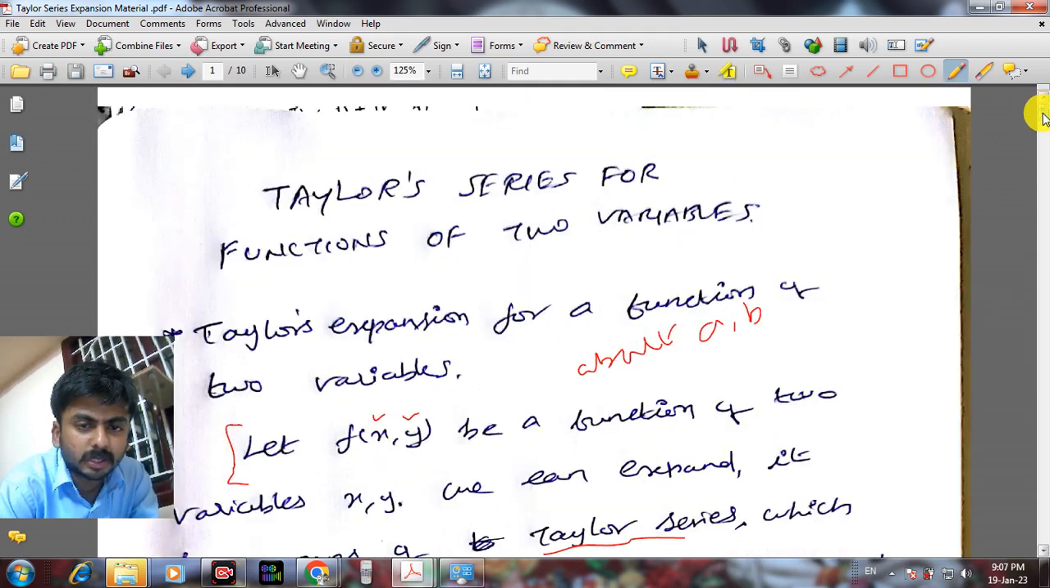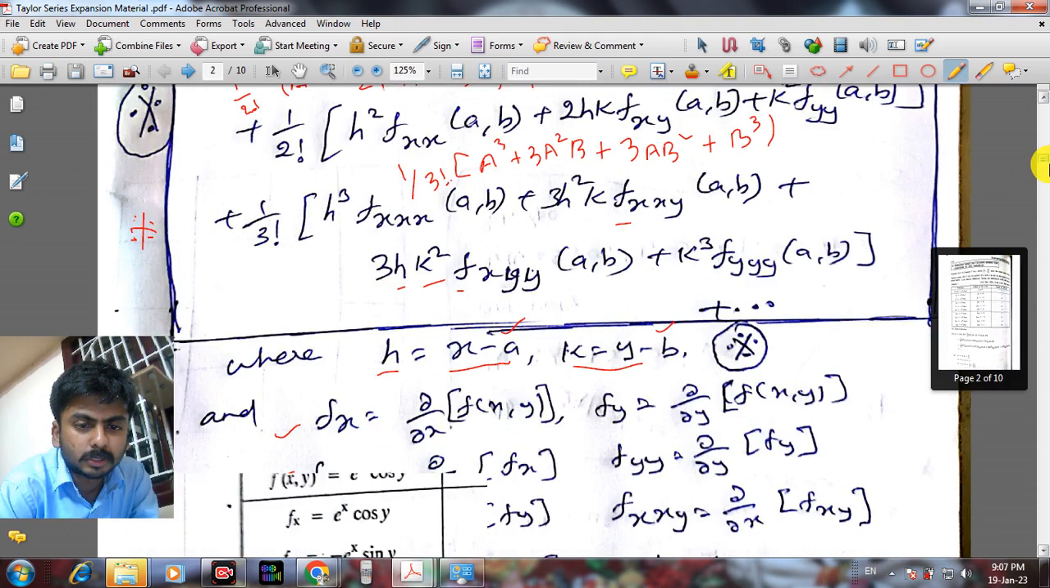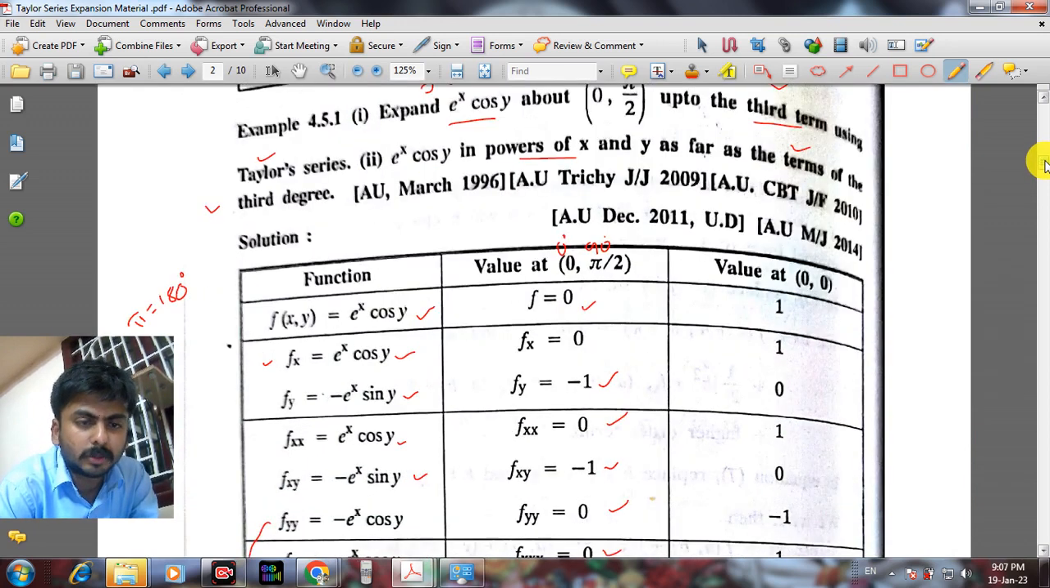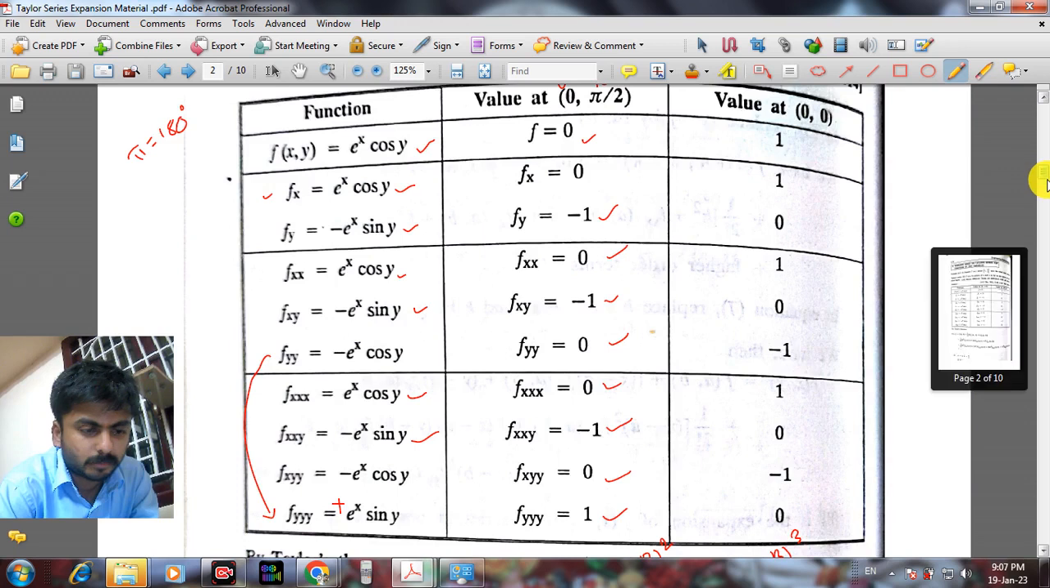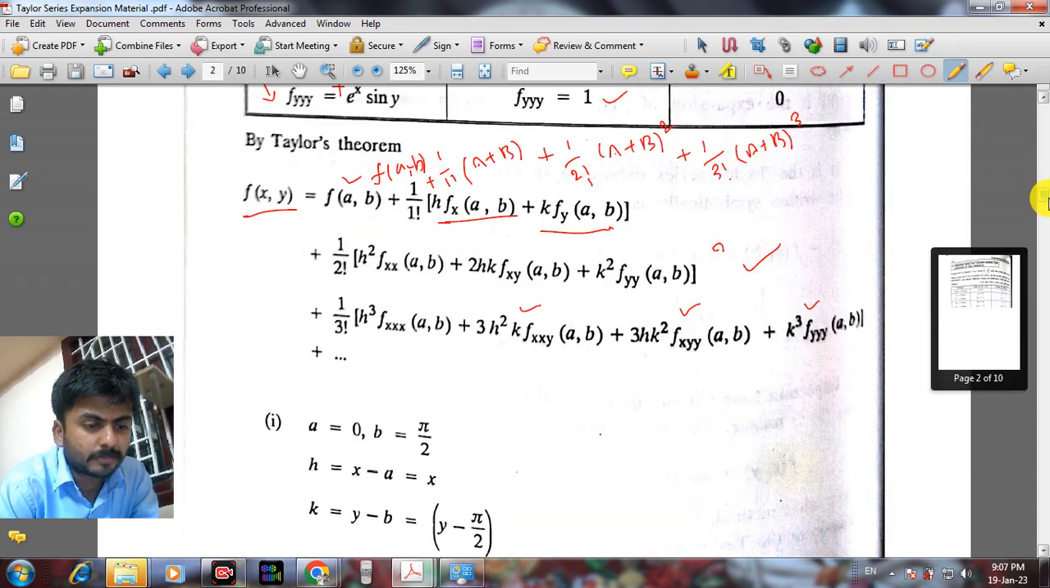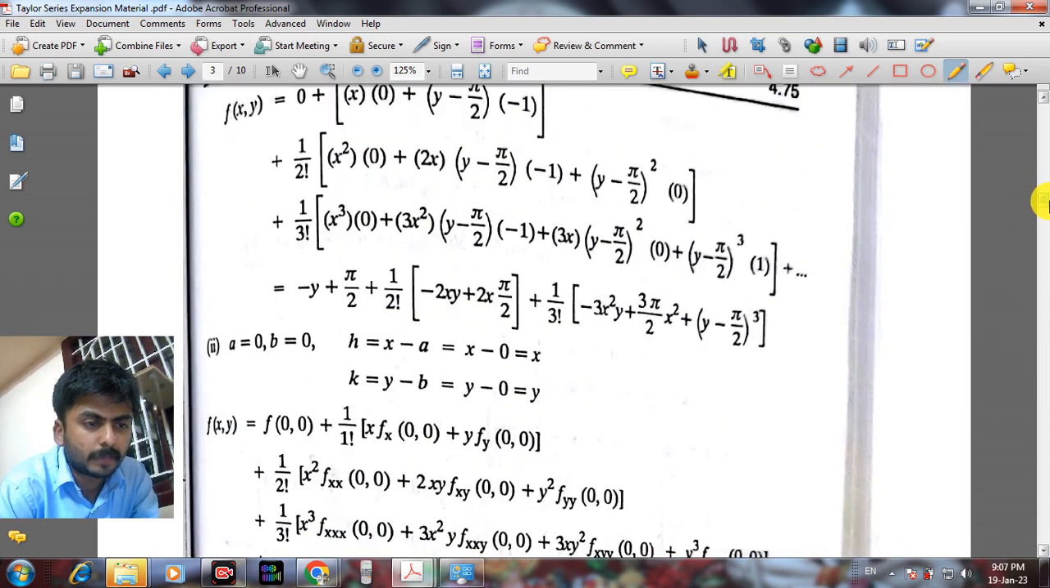So that is why you are going to substitute here, at 0, 0. Why do we want to substitute at 0, 0? Actually, we are having the formula a equal to 0 and b equal to pi by 2. So initially we are having f of a comma b.